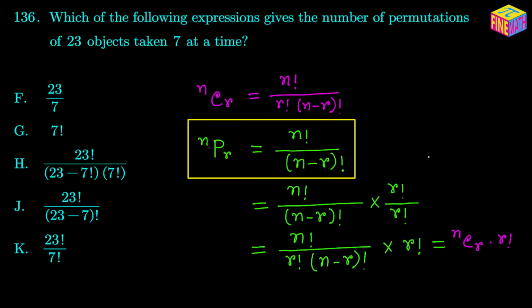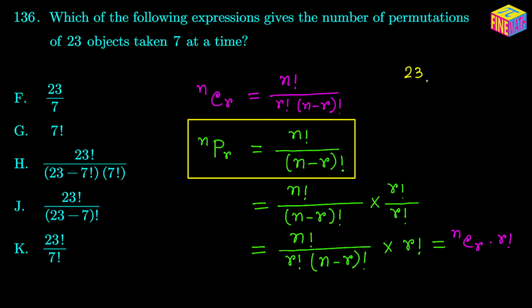Also, if you are not familiar with the nPr formula, then of course you can use the nCr formula. Using the nCr formula, we will be able to find out how many different ways we can select 7 objects out of 23 objects, and then we also have to take care of arranging the 7 objects. That means for each of the ways that we can select 7 objects, we can arrange the objects in 7 factorial ways. So essentially your number of permutations will be 23C7 times 7 factorial.